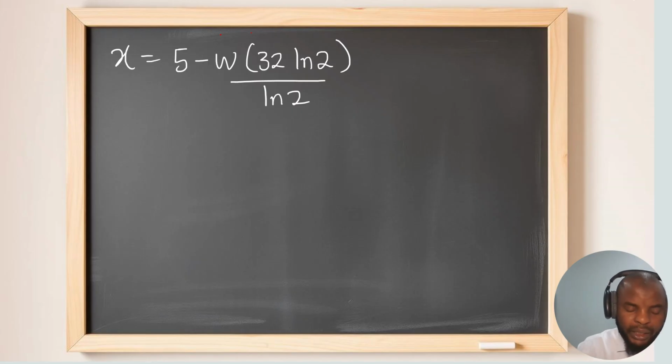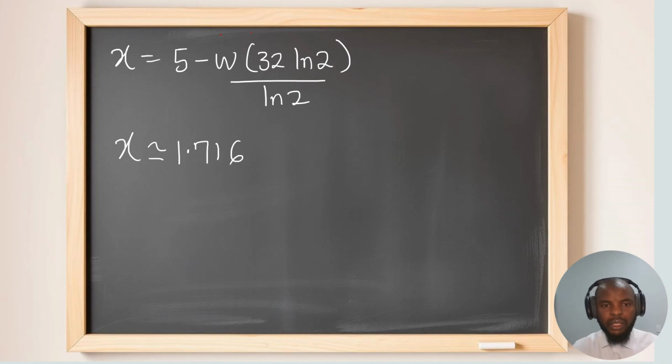But here, by checking the internet libraries, plugging these values in the graph, you can have an approximate value for x by checking the graph, which is 1.716. You can check this graphing online, plug this function in it, and then you can see the approximate value for x.